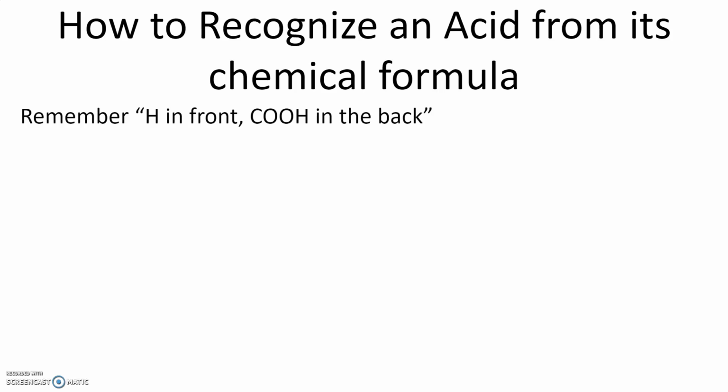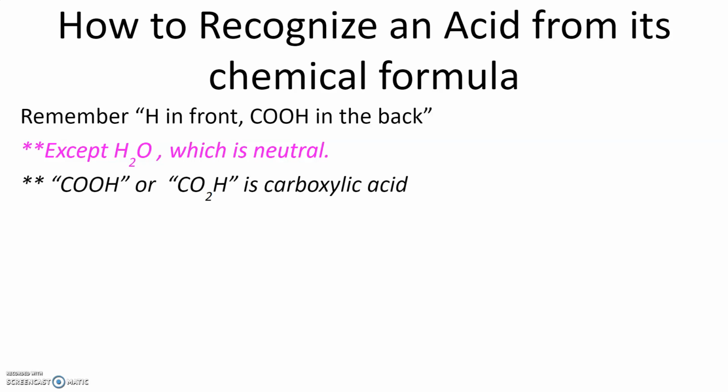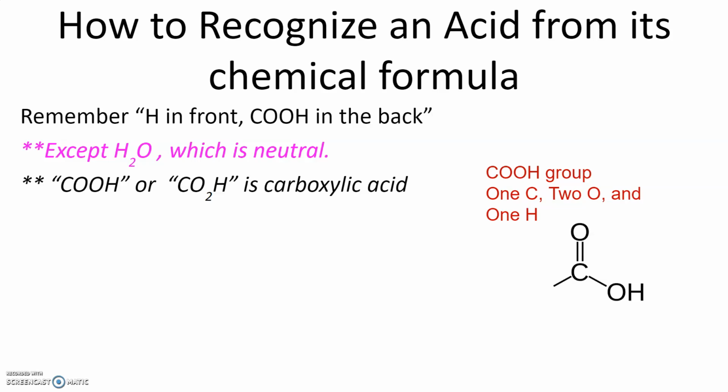So how do you recognize an acid from its chemical formula? You have to remember the expression: H in the front, COOH in the back. When you see an H in the front of the chemical formula or a COOH in the back, then you know it's an acid. The exception will be water, which has an H in the front, but water is neutral, it's not an acid. And when we say COOH, it could also be written as CO2H. It's called a carboxylic acid, and this is what it looks like. You see it has a carbon-oxygen double bond and a carbon-oxygen single bond, and a hydrogen attached to that oxygen.